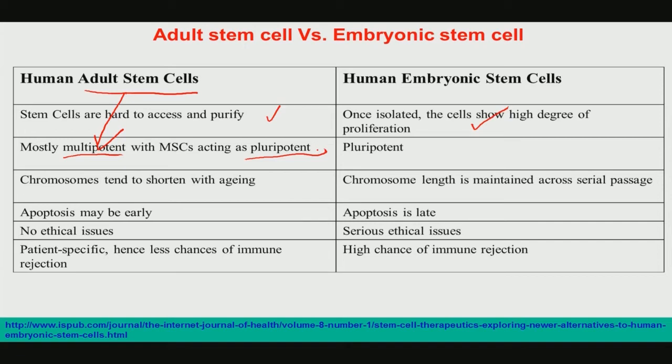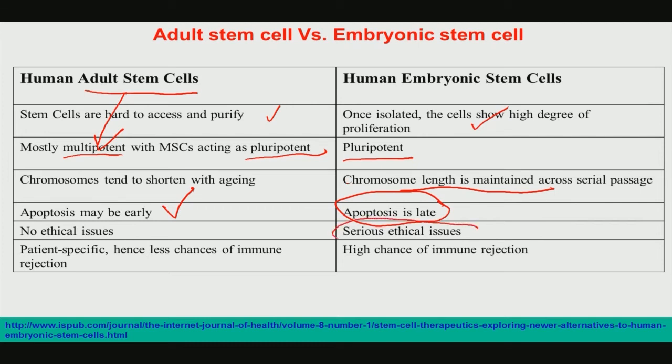Now, human embryonic stem cells, as I mentioned before, are pluripotent cells. Then the third point is that in adult stem cells chromosomes tend to shorten with aging, but here chromosome length is maintained. Apoptosis may be early, whereas here apoptosis is late. What is apoptosis? Apoptosis is programmed cell death.